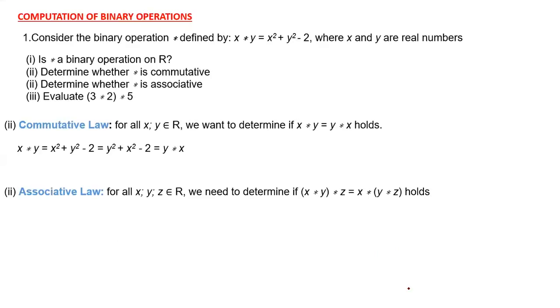It's just that when you're dealing with letters, you'll not be having your final answer as one number. You'll be having an expression as the final answer. And then you compare the two expressions. If they are the same, then it's associative. If they are not, then it's not.